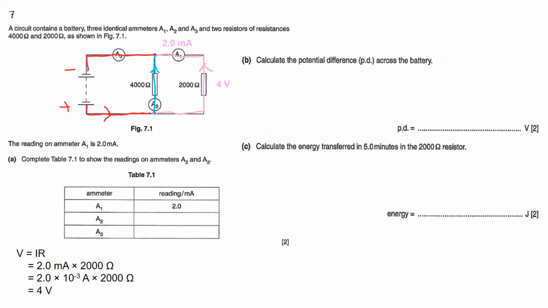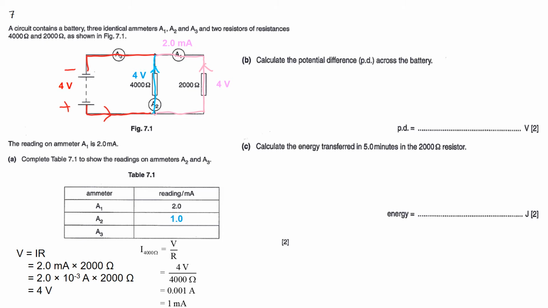Potential difference across parallel branches of a parallel circuit is the same. So the potential difference across the 4000 ohm resistor is also 4 volts. The EMF of the battery is also 4 volts. With that, we can find the current flowing through the 4000 ohm resistor using similarly V equals IR. So 4 volts divided by 4,000 ohms give us 0.001 ampere or 1 milliampere.